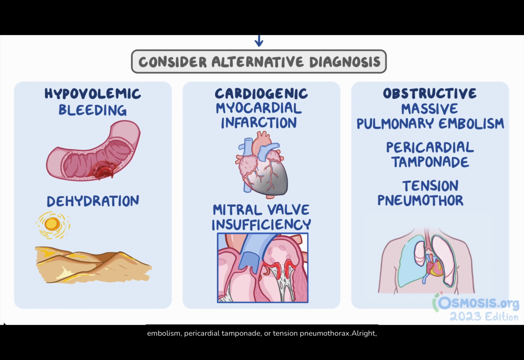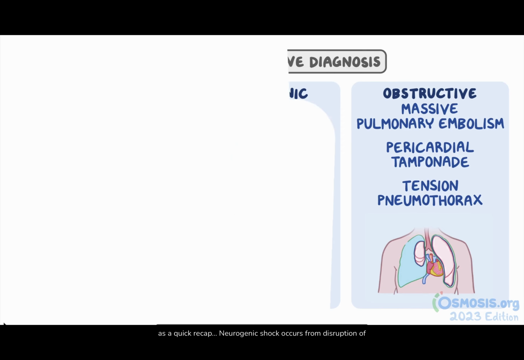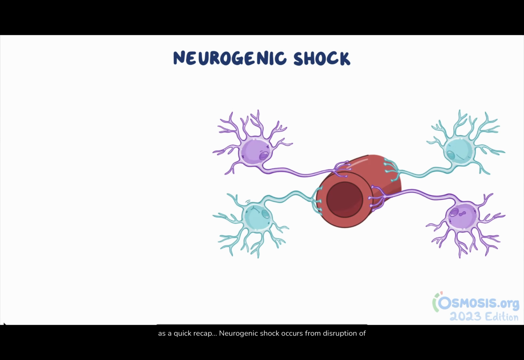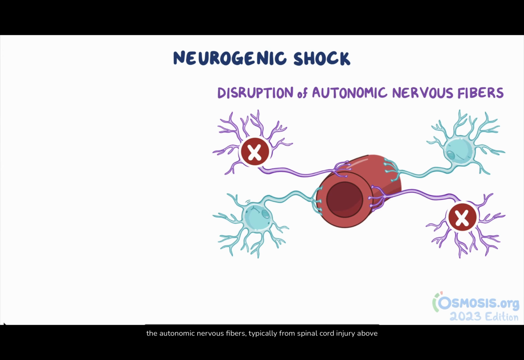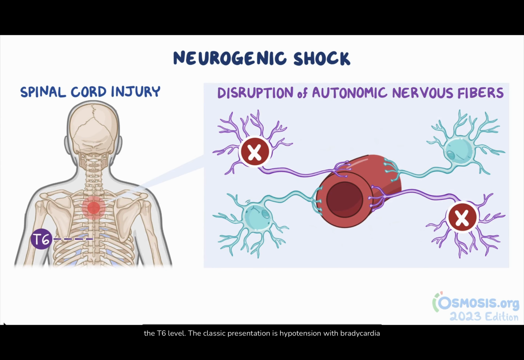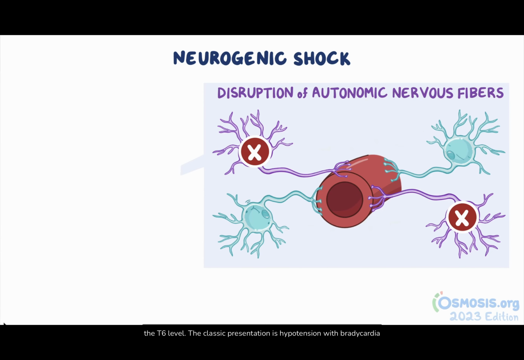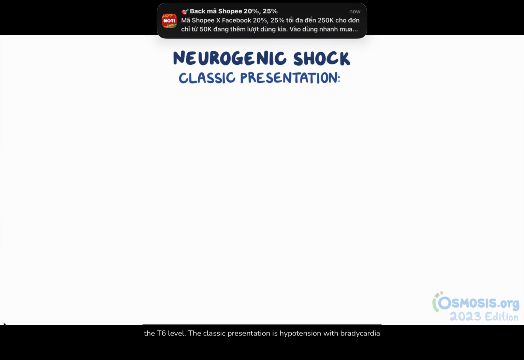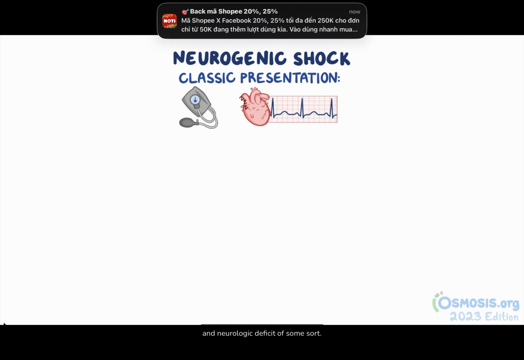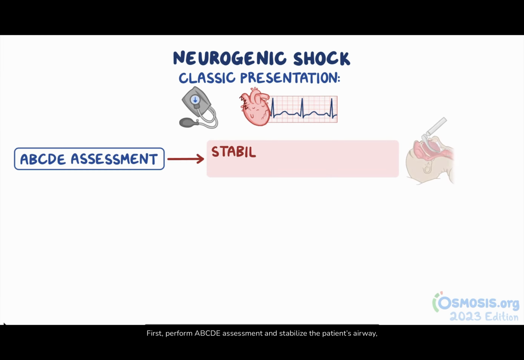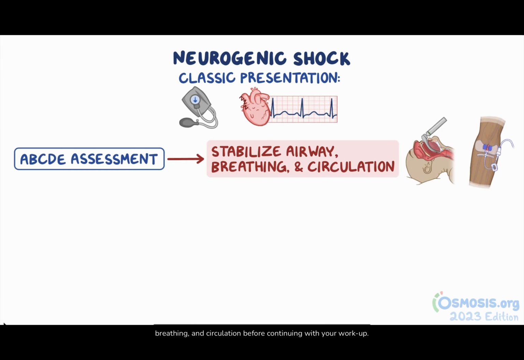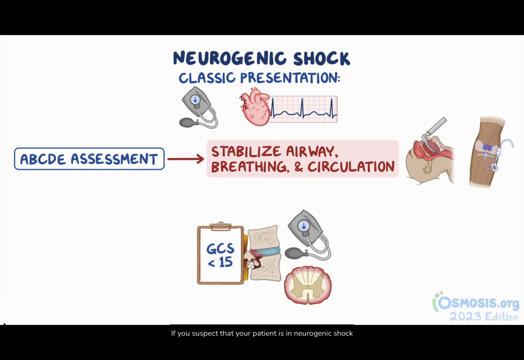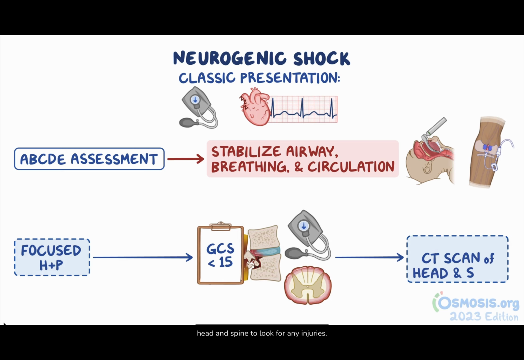or tension pneumothorax. All right, as a quick recap, neurogenic shock occurs from disruption of the autonomic nervous fibers, typically from spinal cord injury above the T6 level. The classical presentation is hypotension with bradycardia and neurologic deficit of some sort. First, perform ABCDE assessment and stabilize the patient's airway, breathing, and circulation before continuing with your workup. If you suspect that your patient is in neurogenic shock from history and physical, order a CT scan of the head and spine to look for any injuries.